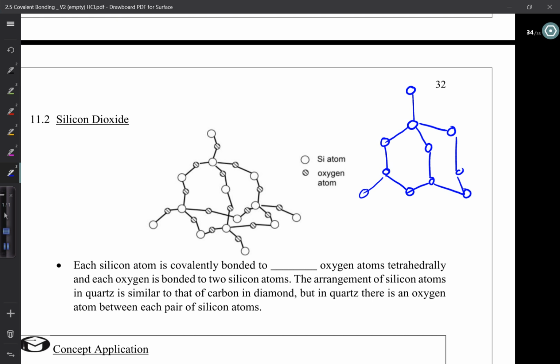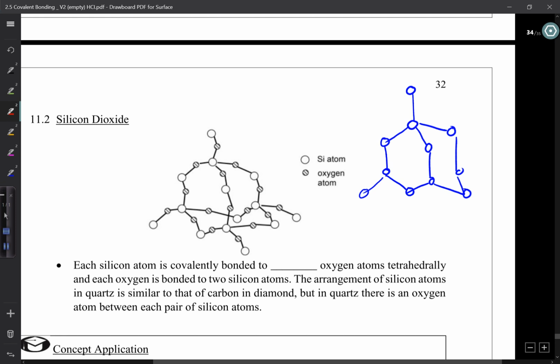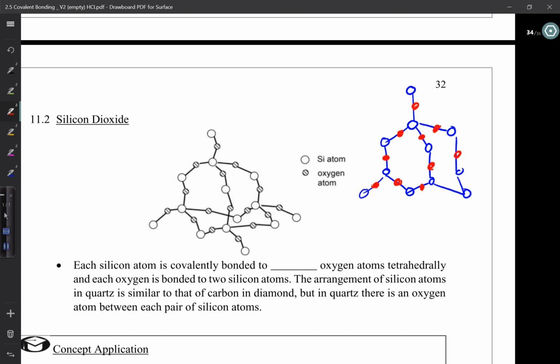So how do you draw silicon dioxide? So for silicon dioxide, take note. After you have drawn the structure of diamond, you just have to draw another atom between the bonds, and that will be silicon dioxide. Alright, and so on. So that's how you convert diamond to silicon dioxide.